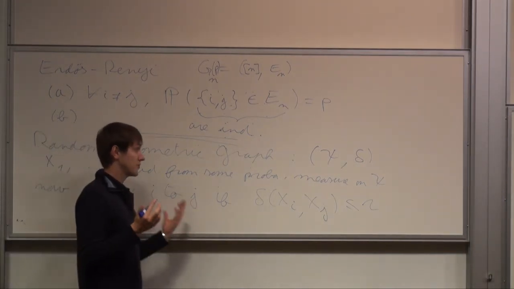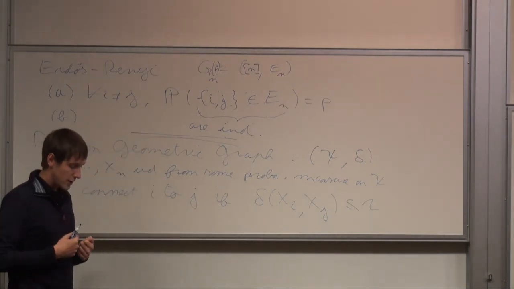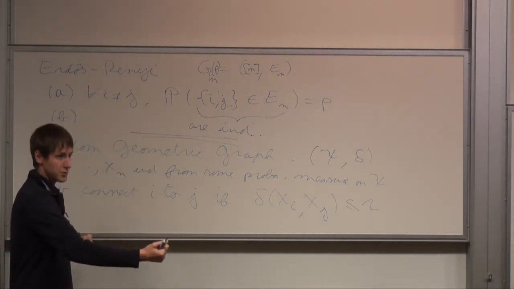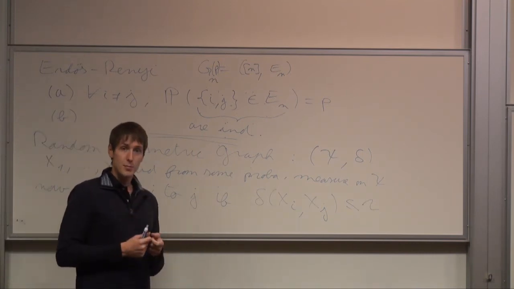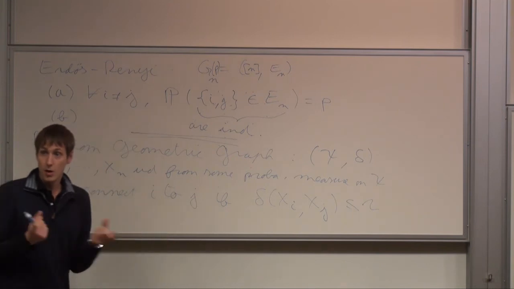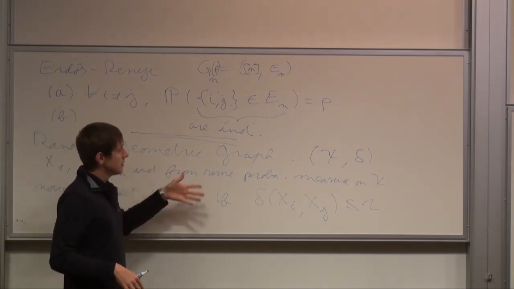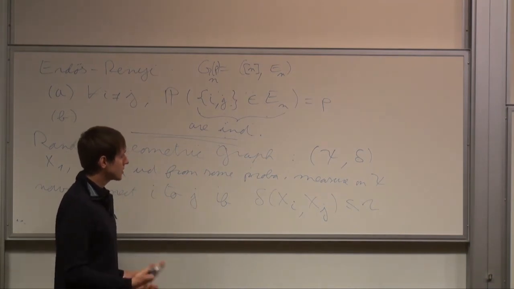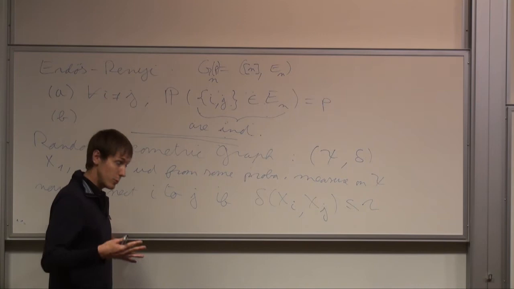So think again of social networks. What would it mean? It means that everyone in the social network has a feature vector associated to him, and we decide whether or not to be friends based on these feature vectors. If they are close enough, then we become friends. Okay, so perhaps this is, at least, a step in the direction of a model which would be more realistic for real graphs.